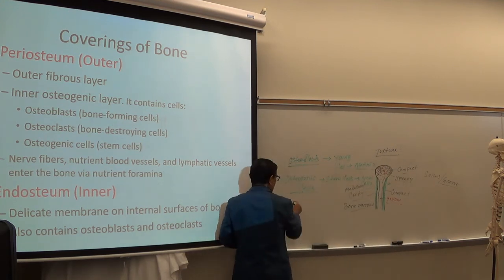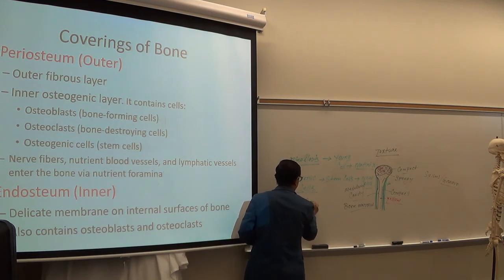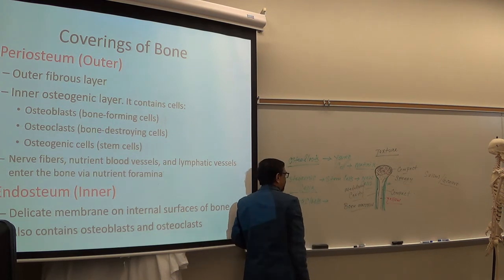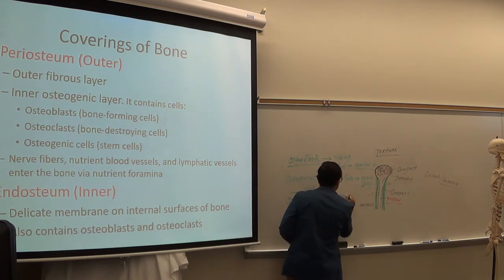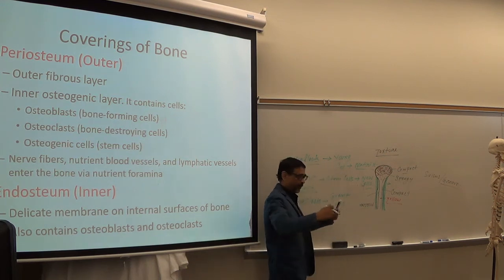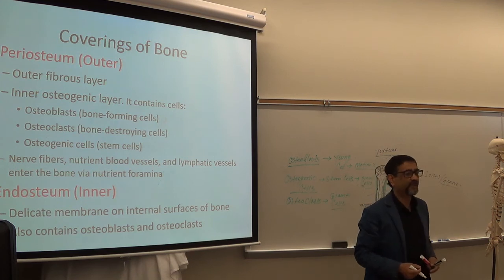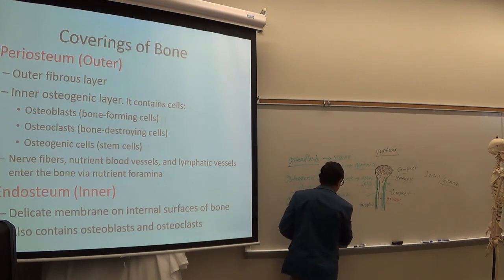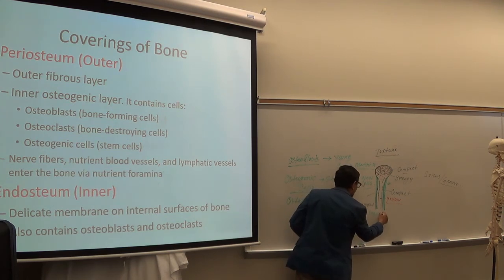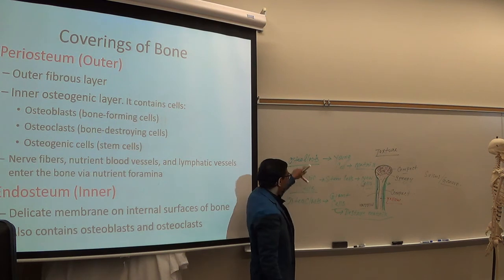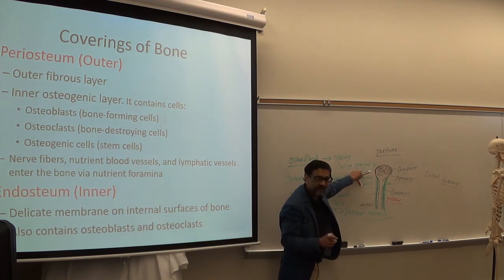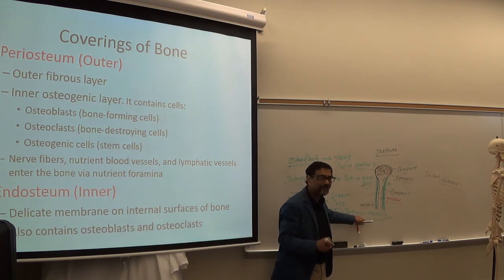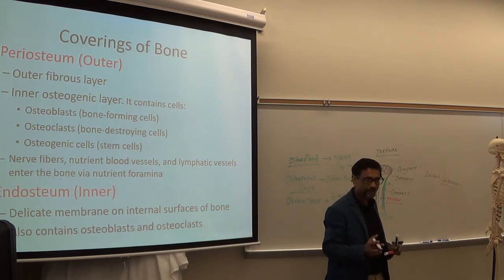Another type of cells present in the osteogenic layer are called osteoclasts. Osteoclasts are giant bone cells, big, large, and they love to destroy the matrix. So osteoclasts destroy matrix. You see, osteoblasts produce new matrix, right? And osteoclasts do the opposite, they destroy the matrix. Is it clear?